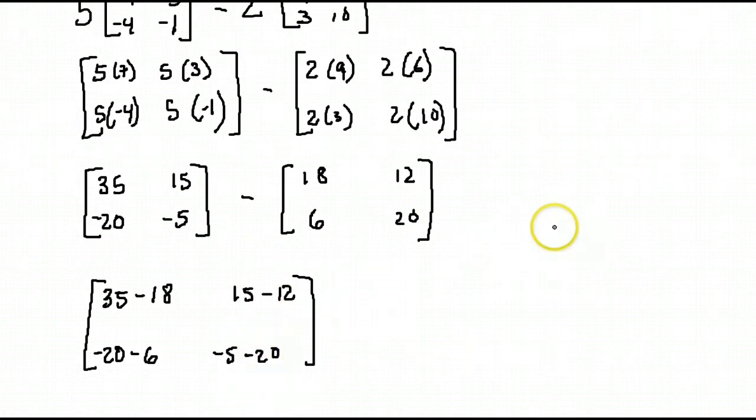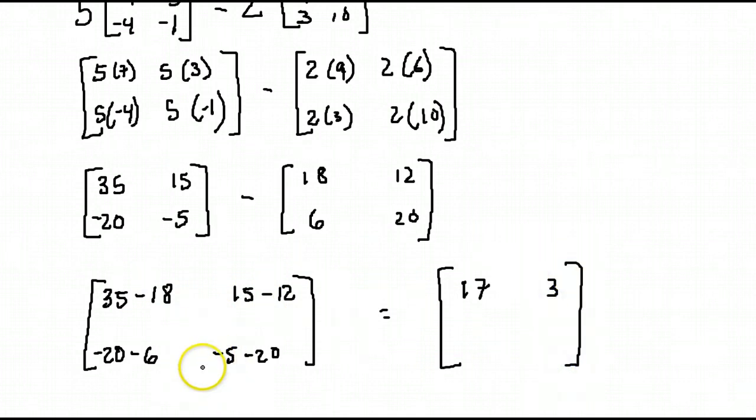Okay, so let's simplify this. So this will equal open matrix, top row, 35 minus 18 is 17. The second element in the top row is 15 minus 12, which is 3. And the second row is -20 minus 6, which is -26. And the last element is -5 minus 20, which gives us -25. So the answer to this problem, finding 5A minus 2B, is top row of 17 and 3, and bottom row of -26 and -25.